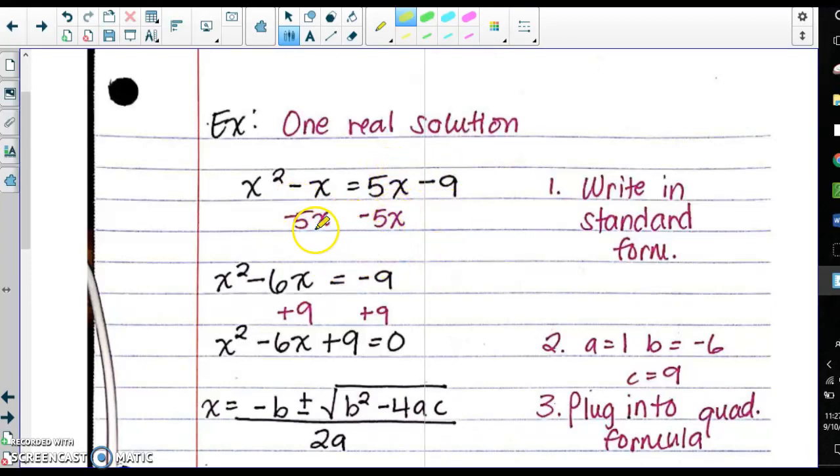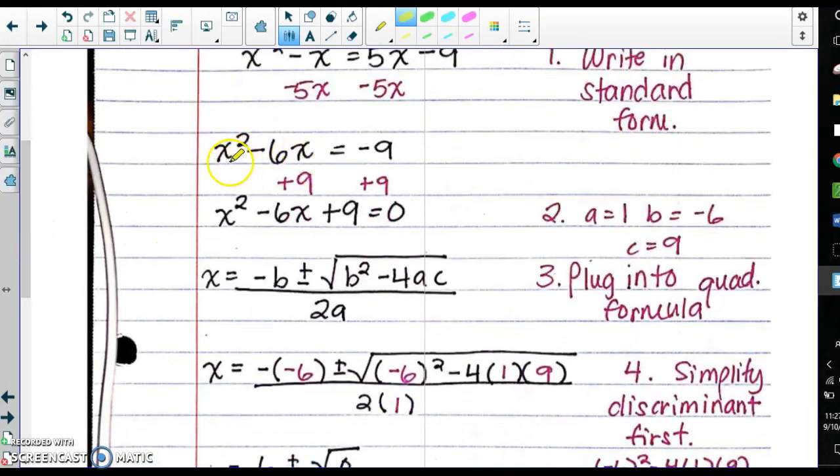So I'm subtracting 5x from both sides. Negative x minus 5x gives me negative 6x. And then I have to also add 9 to both sides, and that gives me x squared minus 6x plus 9 equals 0.